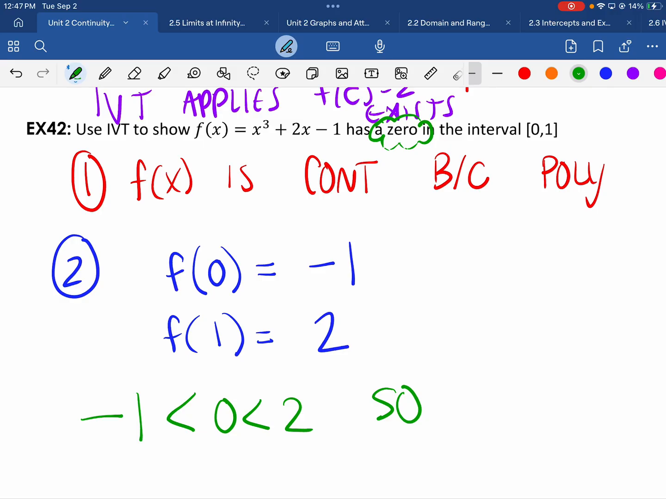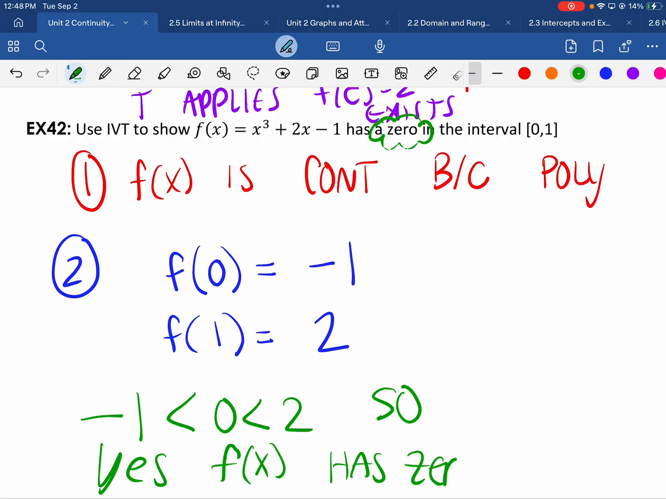So IVT applies. You could write it that way, that's fine. That's your answer. So yes, f of x has a 0 by IVT. Or you can put IVT applies, so f of x has a 0.